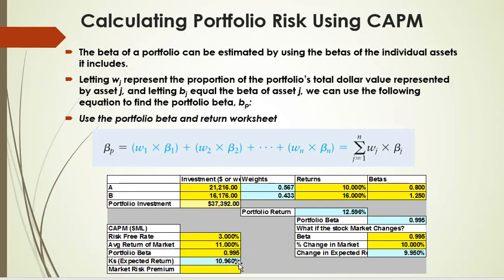Now, what happens if the stock market changes? If we put the betas of a portfolio here and the change in the market here, you can see what? For this one, if the stock market goes up 10%, this stock is going to go up 9.95%. Again, it's not quite as sensitive as the stock market is.